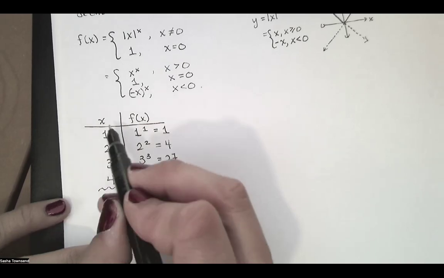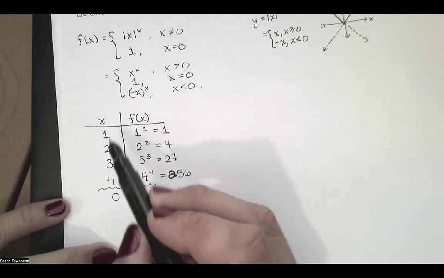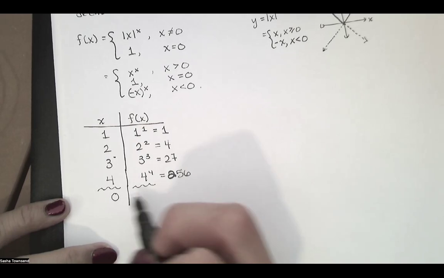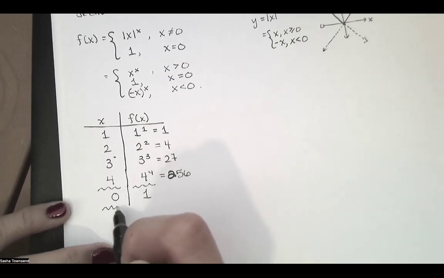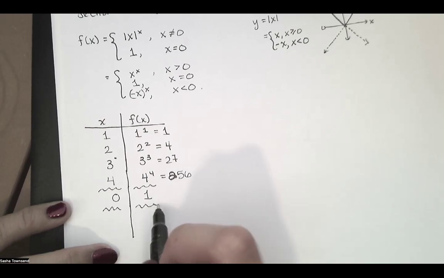So I know I'm not going consistent with this pattern. I'm not just increasing x by 1 now. I'm just going back to x equals 0. So when x is 0, what is y equal to? 1. Then we might also be interested in what happens if x is a negative value.